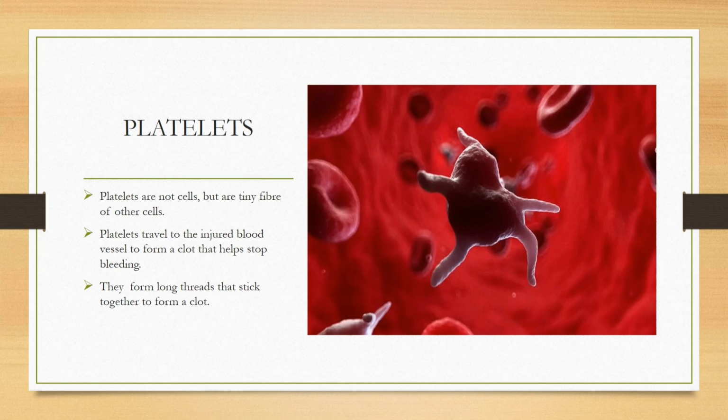We already know that platelets play an important role in blood clotting. Let us try to know what platelets are. Platelets are not cells, but they are tiny fragments of other cells. That's a very important point. Platelets travel to the injured blood vessel to form a clot that helps stop bleeding. Apart from that, they form long threads that stick together to form a clot.